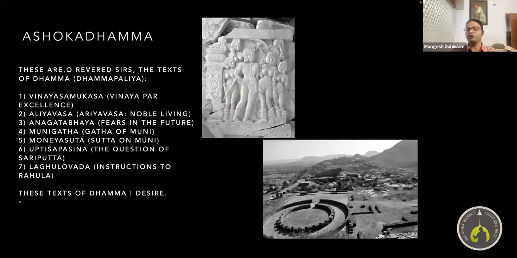Now, Ashoka's Dharma is very crucial to understand, and this was found in a place called Bairat in Rajasthan, where Ashoka mentions Dhamma Paliyaya. In today's word, it would be Dhamma Pariyaya. This word has a very significant meaning in Buddhism, that there are many doors that lead to enlightenment. Ashoka used this word Dhamma Pariyaya, and he mentioned seven texts. And all these texts are very important.